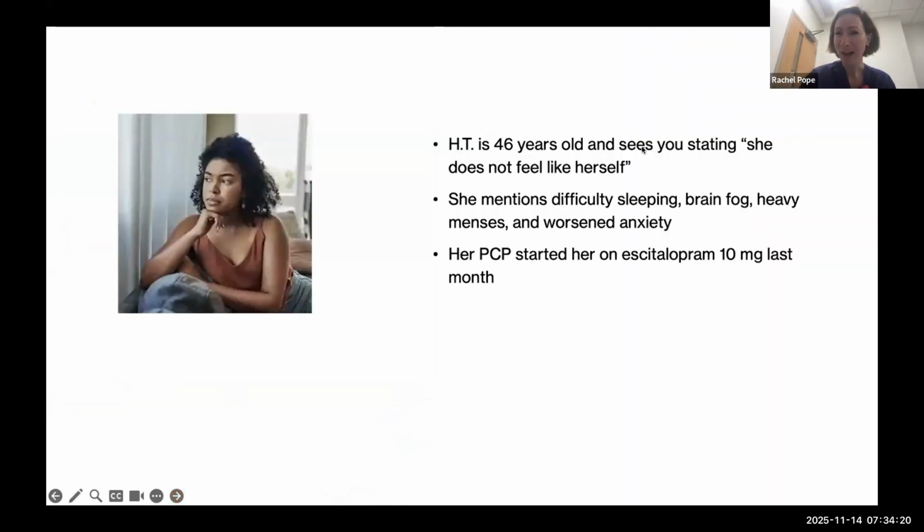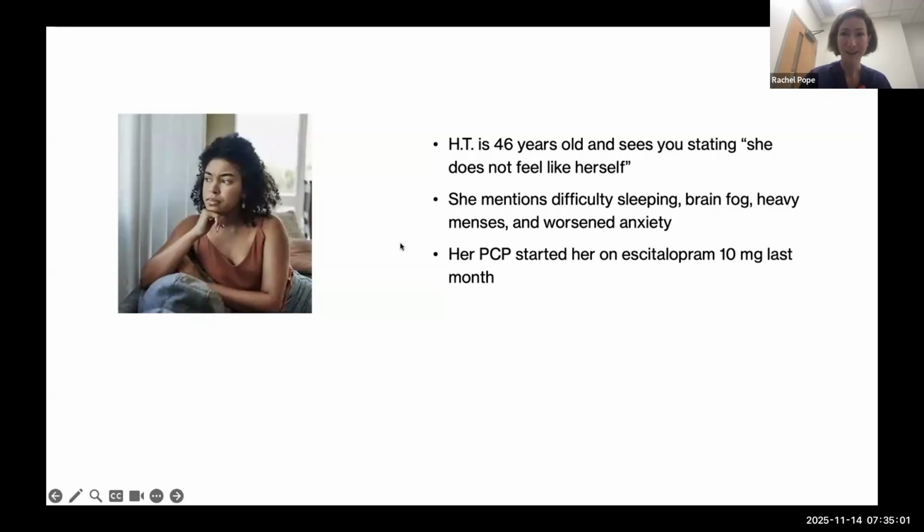So I like to start off these illustrations with an example of a patient. This is just a made-up patient, HT. She's 46 years old, and she came into my office saying that she just doesn't feel like herself. She said she's having a hard time sleeping. She feels like she's got brain fog, and her menstrual cycle is changing, where things are getting more heavy and a little bit more irregular, where she just can't predict them. She's also noticed worsened anxiety, so much so that she went to see her primary care physician, who started her on escitalopram, 10 milligrams last month.